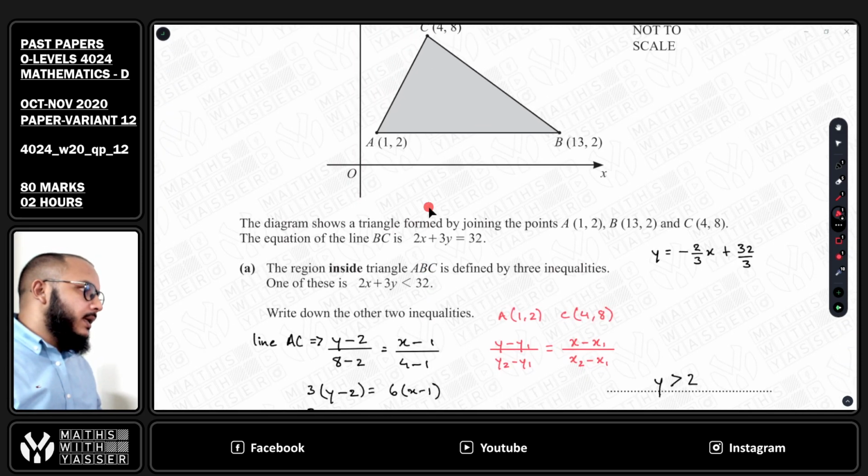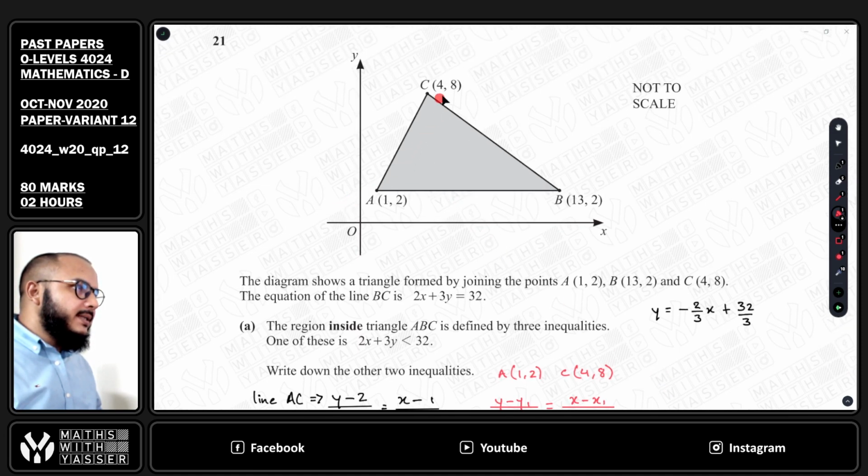So first, let's do the easy one. We can see that this horizontal line represents y equals 2. As you can see, the y coordinate over here is 2 as well. The y coordinate for B is also 2. That means this line is definitely a horizontal line with the equation y equals 2. And since the region lies above y equals 2, that means it will represent y is greater than 2.